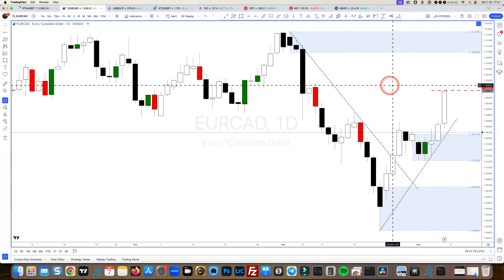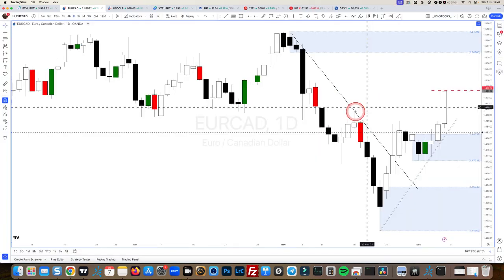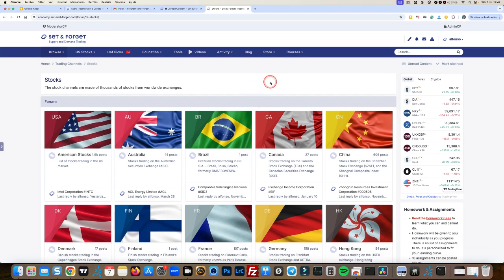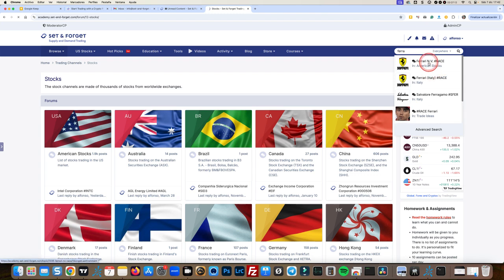So if we go, for example, now in a position like RACE, Ferrari, okay, the Ferrari is a very well-known Italian car manufacturer, but it's also trading in the New York Stock Exchange, okay? And this trade was mentioned in Central Carolina Trading Academy. So I'm going to pull it up one sec. So let's go to the website, and here we're going to look for Ferrari. Okay, RACE.